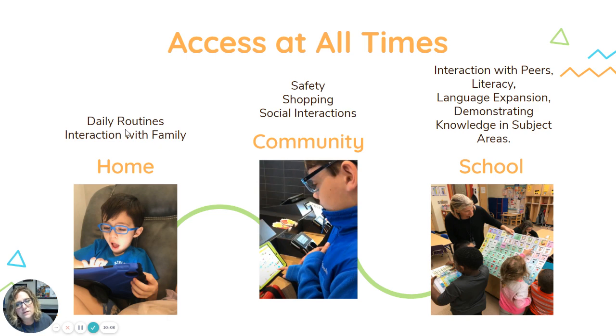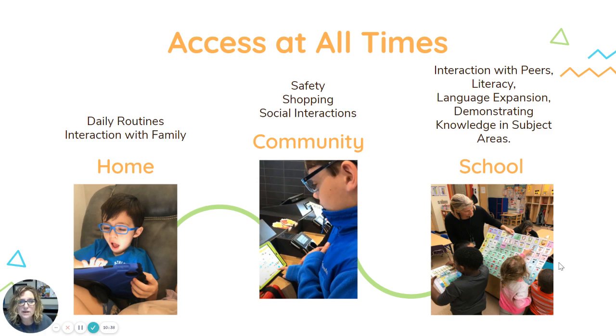So at home, some of those things might be daily routines and interaction with family. In the community, it may be related more to safety as far as having that personal information, their phone number, their address, their parents' names and caregivers, etc. Being able to interact and shop, order your own food at a restaurant. At school, it can be interaction with peers, looking at literacy, language expansion, and demonstrating their knowledge in those subject areas of math, science, and so forth.